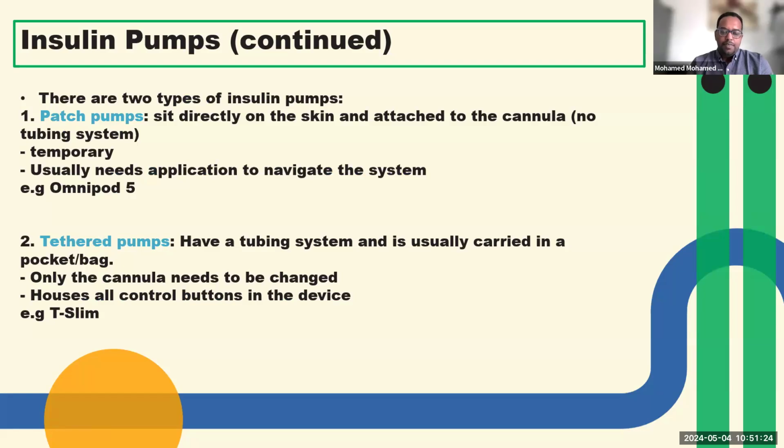There are two types of insulin pumps: the patch pumps and tethered pumps. Patch pumps sit directly on the skin. They are attached to the cannula, and there's no tubing system, so it just sits on your body. Because they sit on the body, they are one-piece devices. They are temporary, and we change them roughly every 3 days. The Omnipod 5 is every 3 days. So every 3 days, take it off, put a new one.